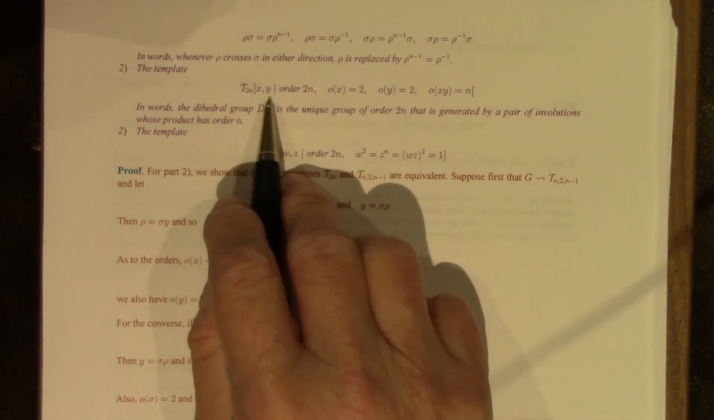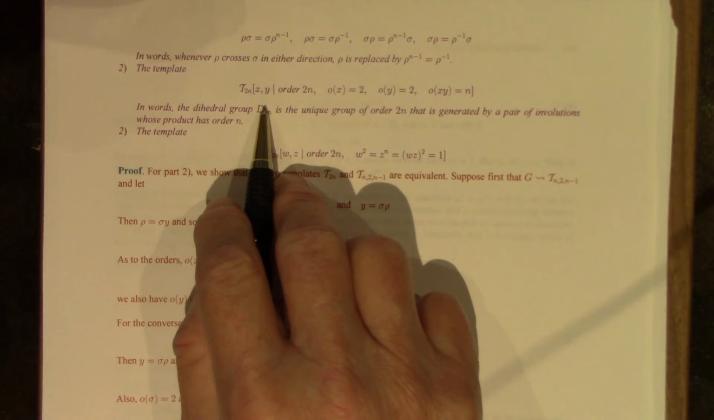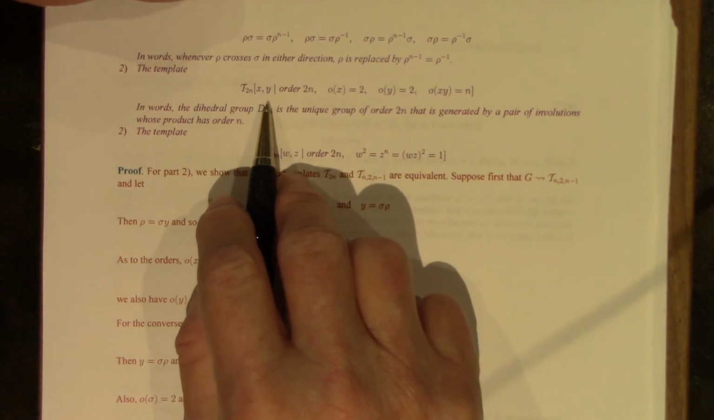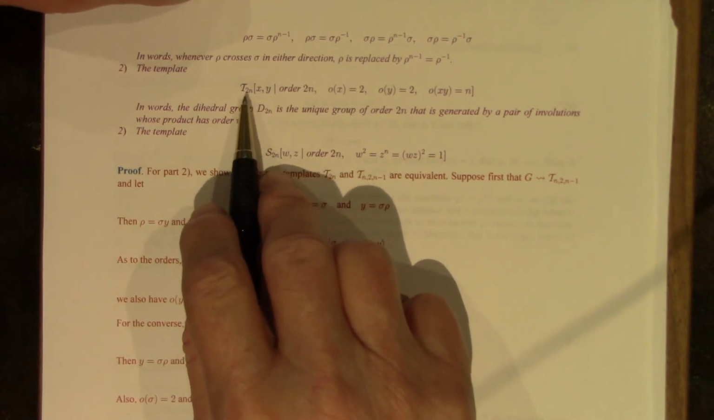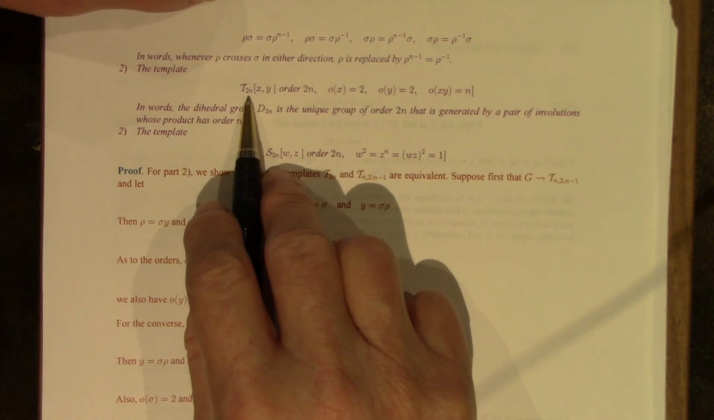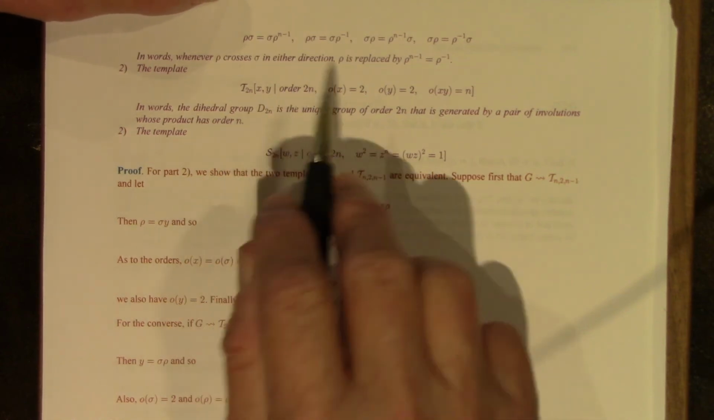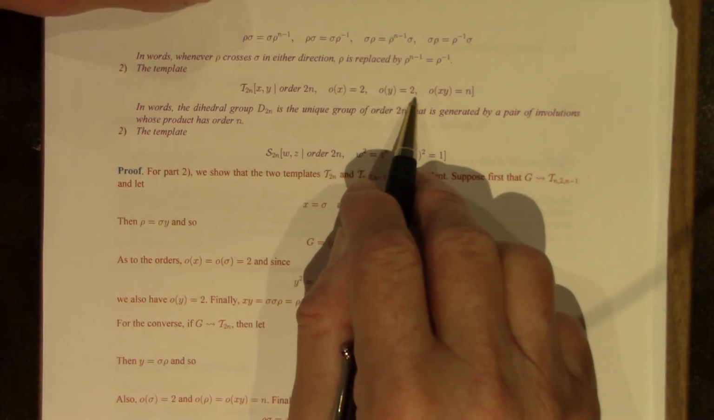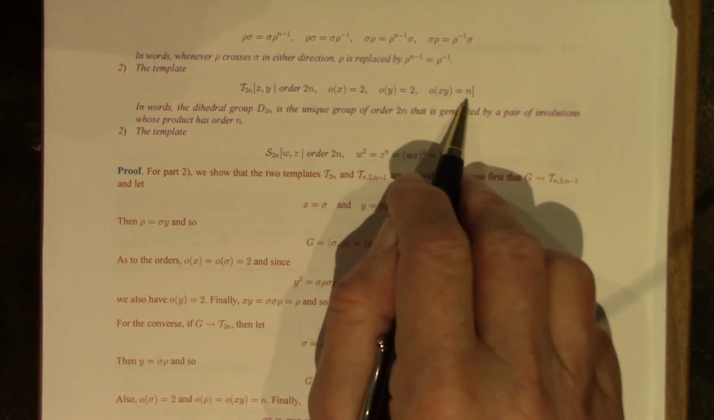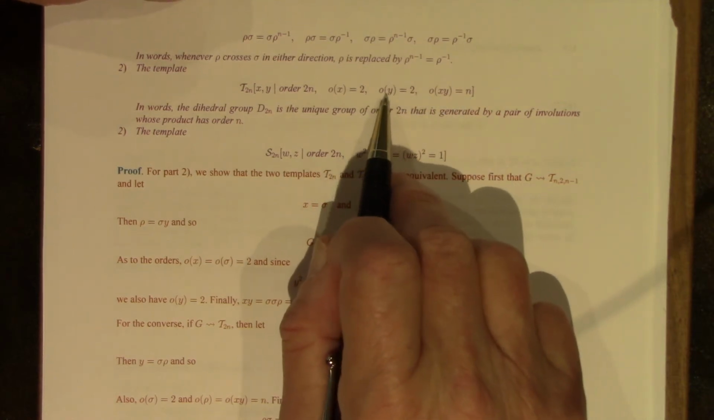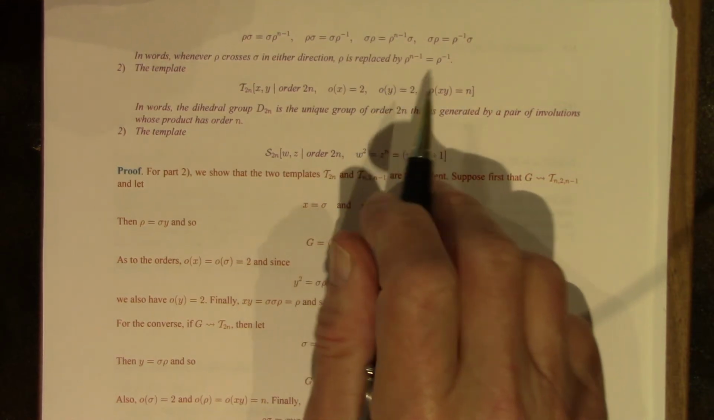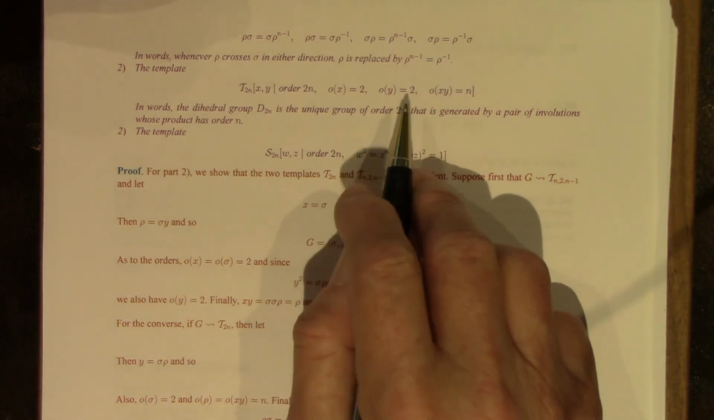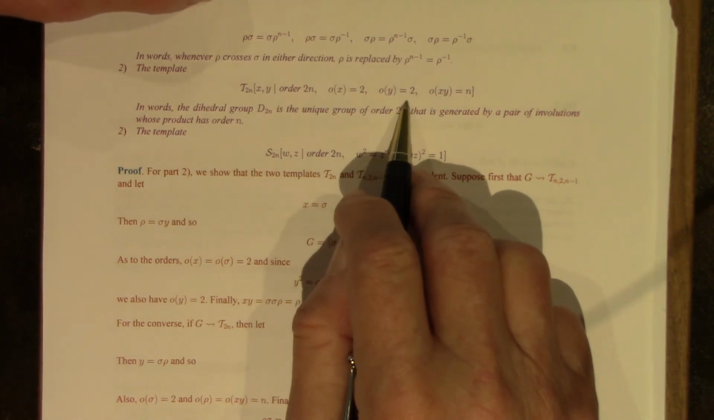Here's another template that defines the dihedral groups T2n: order 2n, order of x is 2, order of y is 2, order of xy equals n. So this doesn't have an explicit commutativity rule. You have to derive the commutativity rule.